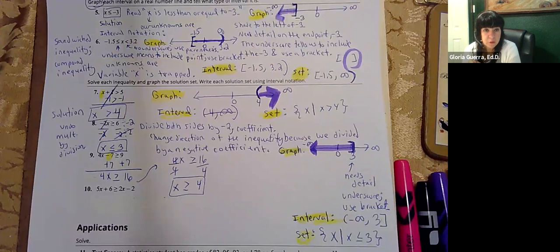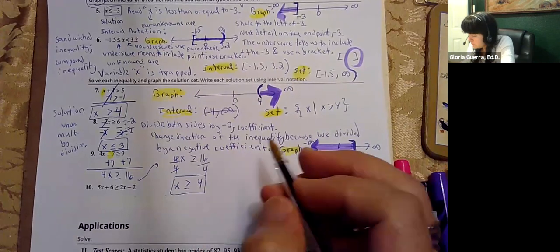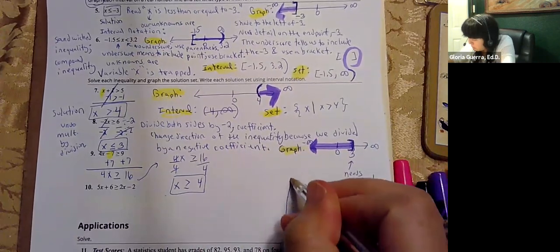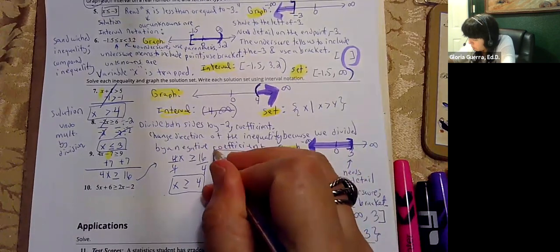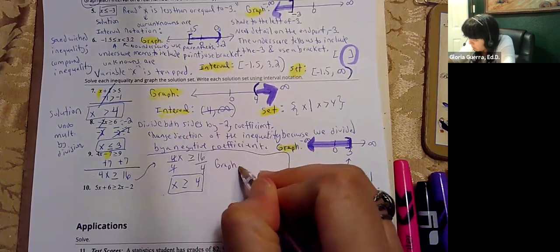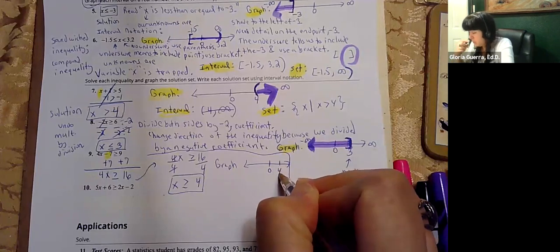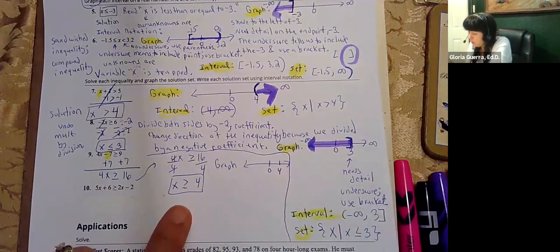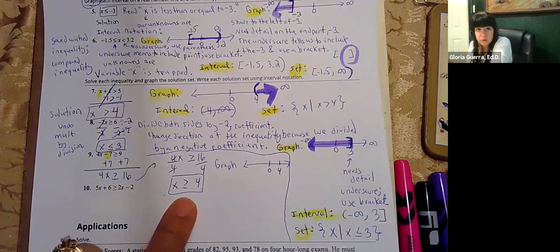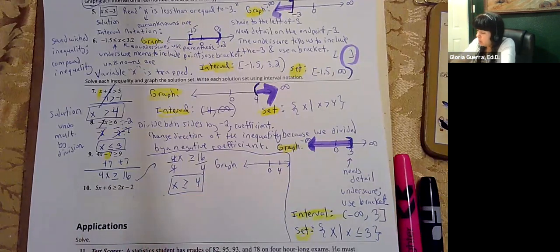So we did 9, we solved it. And did we graph it? We haven't done a graph for it yet. Okay, let's do the graph. So I'm putting 0 for orientation and then a 4 tick mark. And this is saying all the x's are greater than or equal to 4. So that means I'm gonna have to shade to the right.